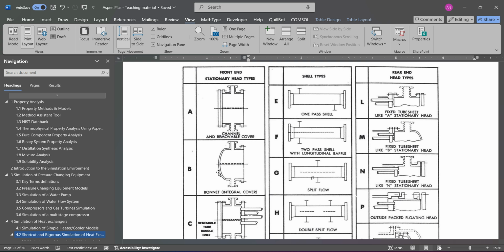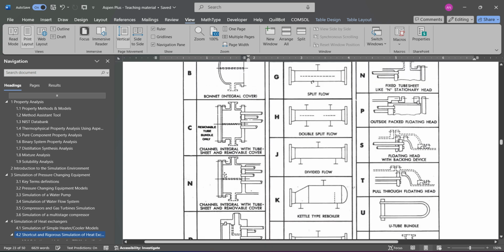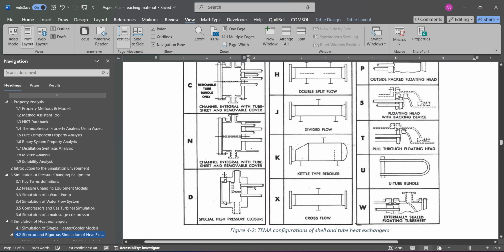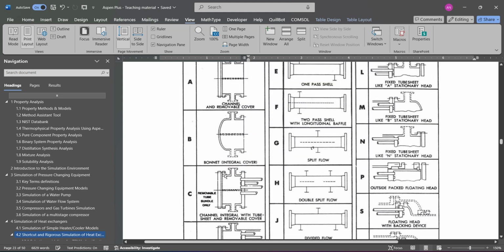But of course, if we have more flexibility with the geometry, that will end up with more cost as well. The second one is when the bonnet is integrated with the shell cover. That means we cannot directly approach inside the shell from this side. That will reduce the cost of the heat exchanger, but it will make cleaning or maintenance difficult. And there are a couple of other options. They are used as per the requirement of the given heat exchanger sizing.